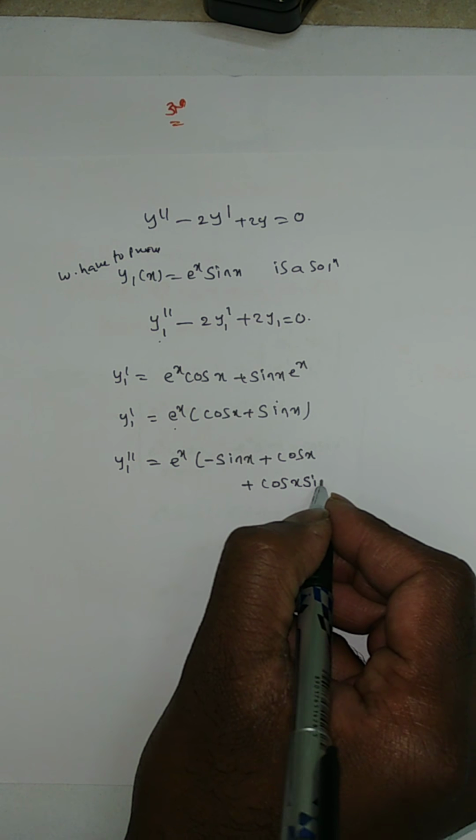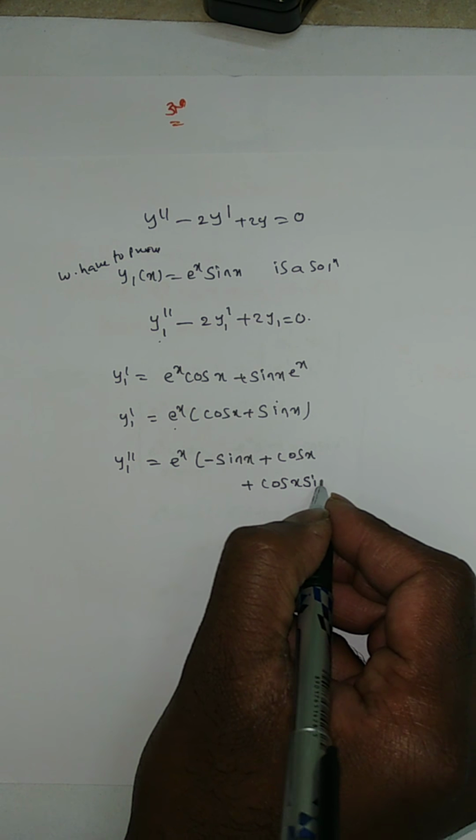Derivative is e power x. Now from this you can take e power x common, so you will get sin x, excuse me, here plus symbol I forgot. Okay, now e power x is common, then you write down the remaining terms I have: minus sin x plus cos x plus cos x plus sin x.